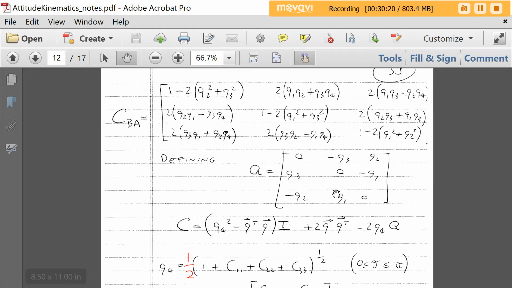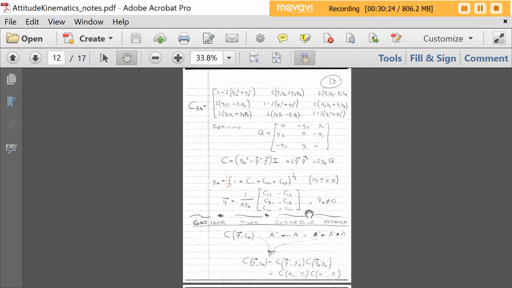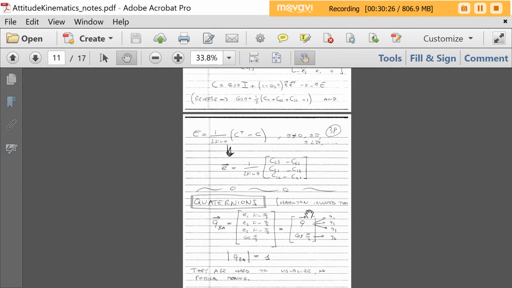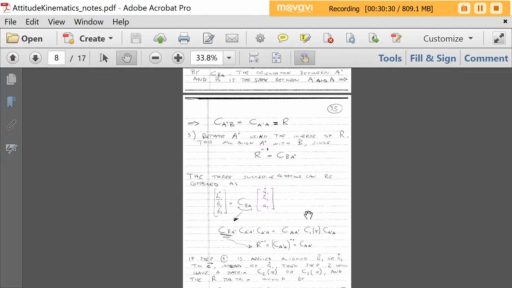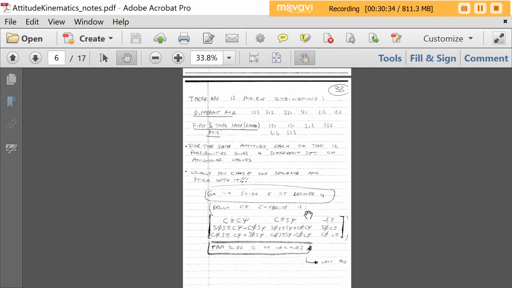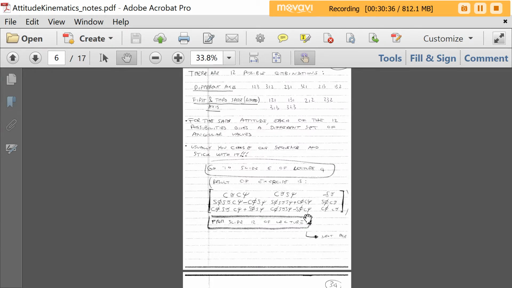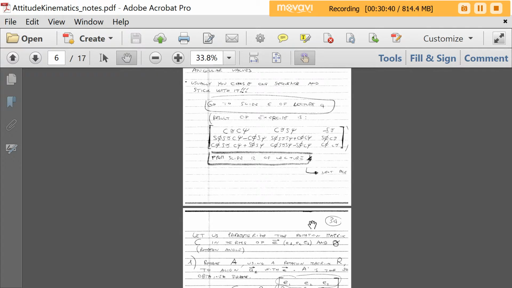I don't have the equations here. I don't know if I have them anywhere that allow you to go from the DCM to Euler angles, but they are absolutely in the book. I thought I had them in these notes. Let me just quickly go through them one last time. I don't believe so, but they are quite easy to do.